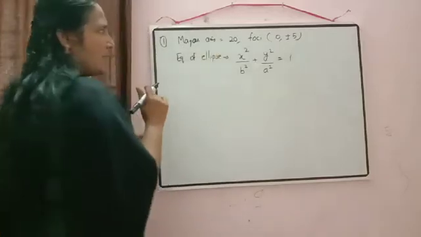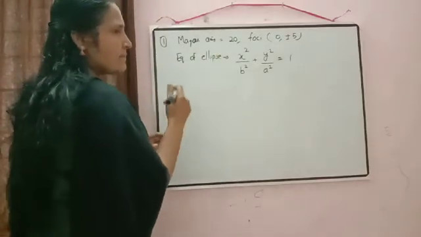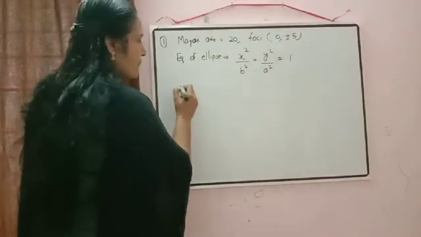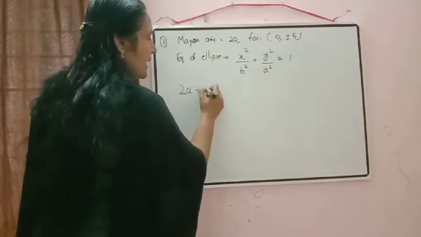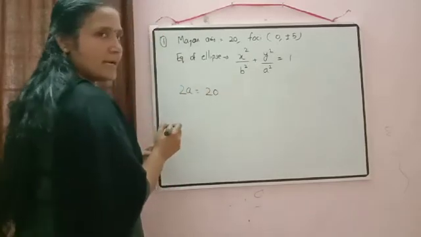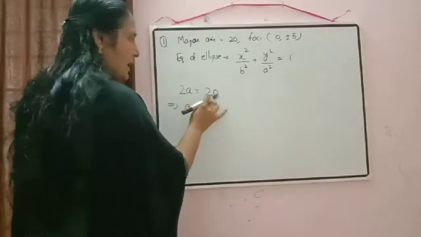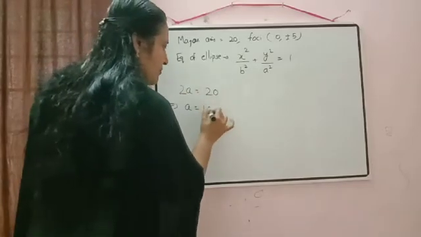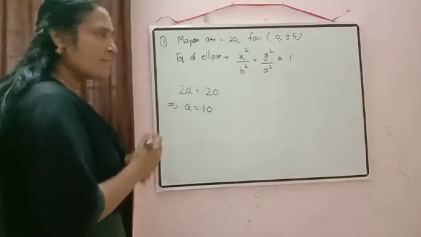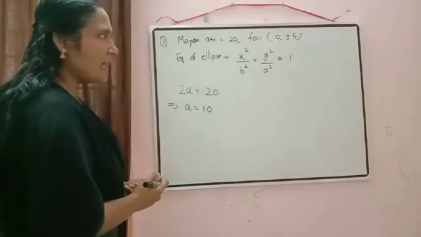Length of major axis is given. And what is the formula for length of major axis? 2a. So 2a is equal to 20 is given. So from here what will be the value of a? 20 divided by 2, so a is equal to 10. So we got the value of a.